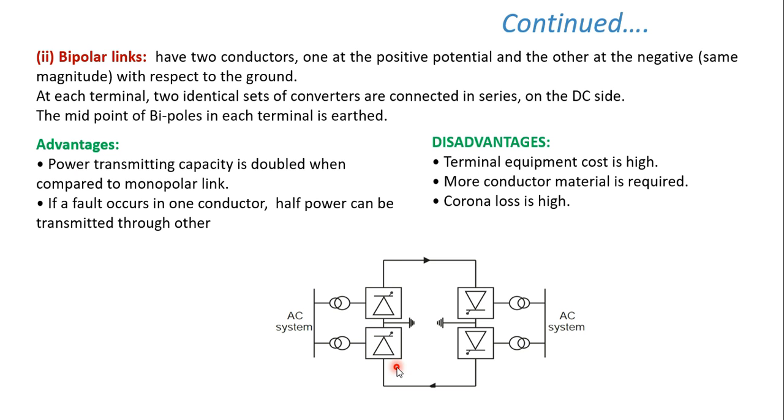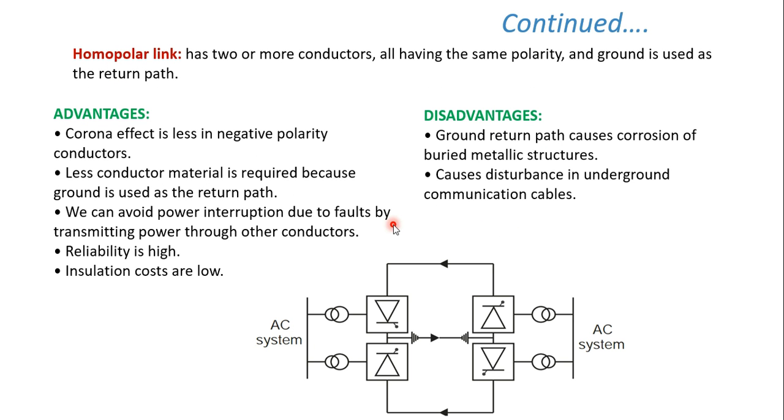Main advantages are power transmission capacity is doubled when compared to monopolar links. And also, when a fault occurs in one conductor, the power can be transmitted through the other conductor. The disadvantages are terminal equipment cost is high compared to monopolar. More conductor material is required compared to monopolar, and corona loss is high compared to monopolar.